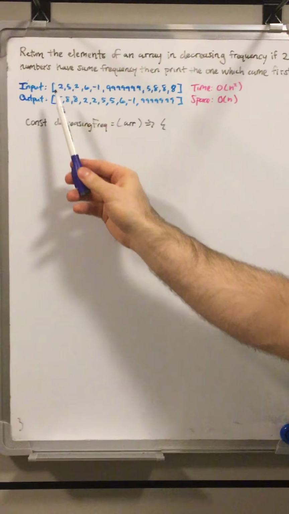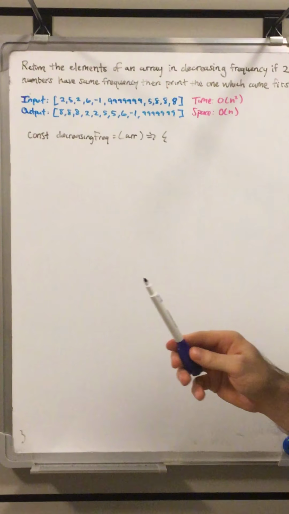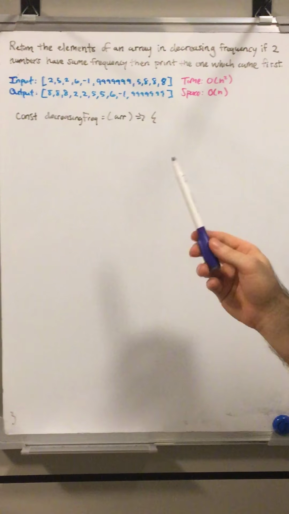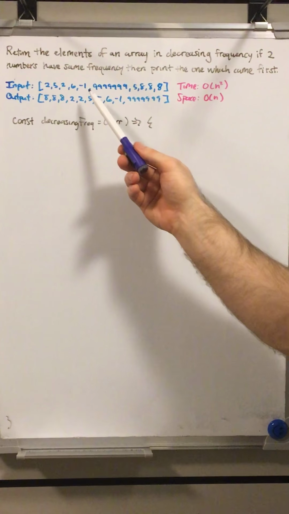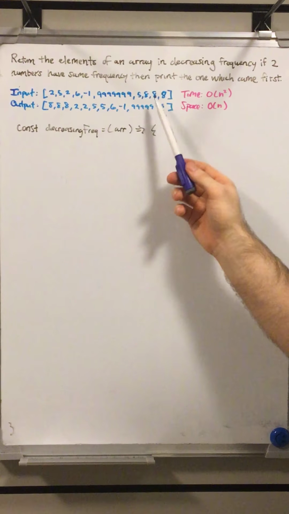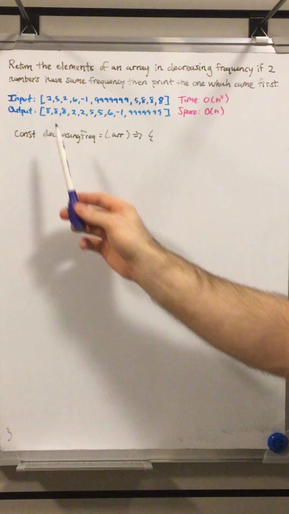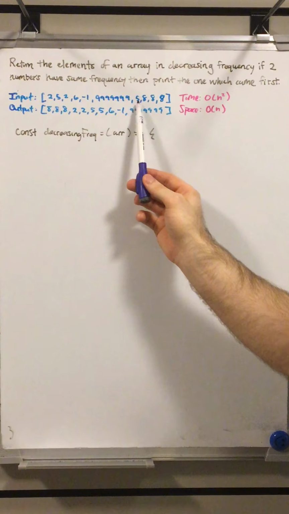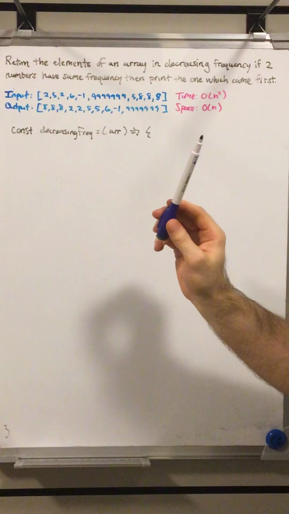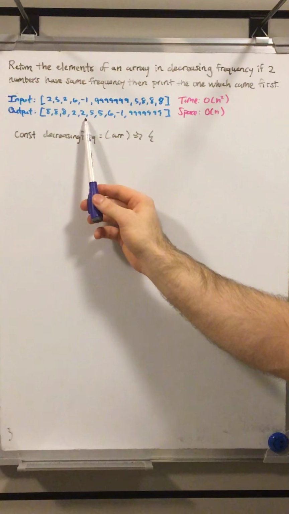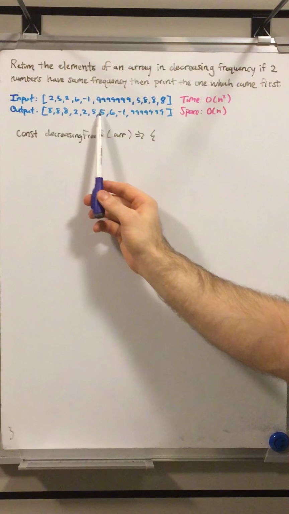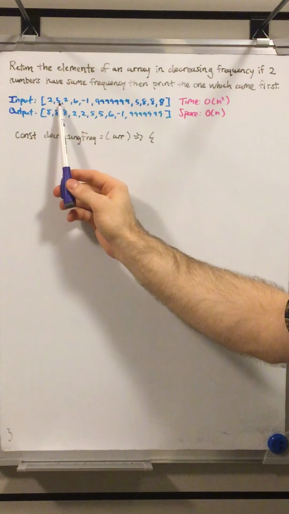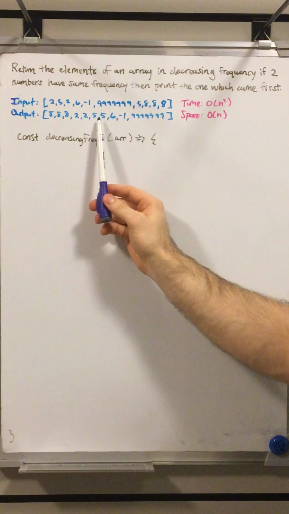So if we're given this big old array of integers, 2, 5, 2, 6, negative 1, this big number, 5, 8, 8, 8, we should get 8, 8, 8, because there's 3 8s, that's the most that occur. Then 2 2s, and then 2 5s. The 2 came before the 5, so 2 came first.